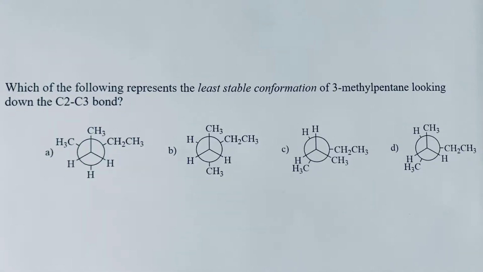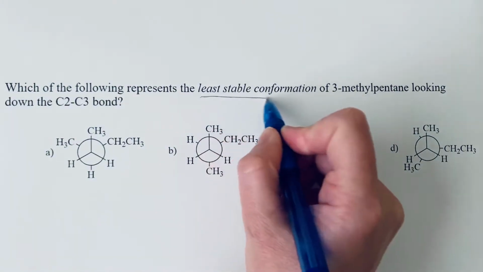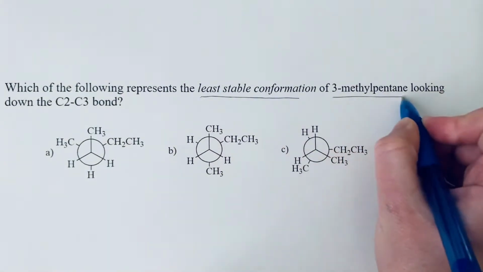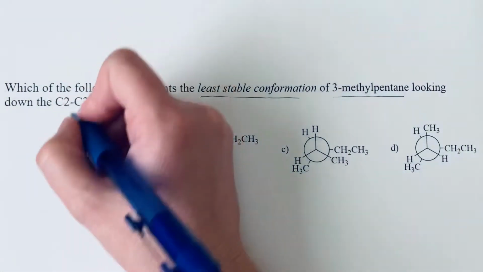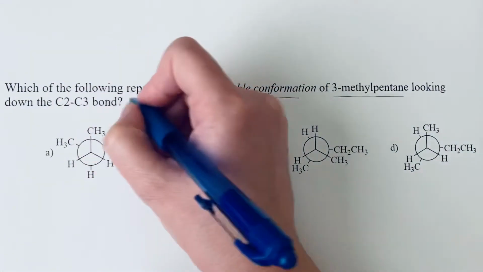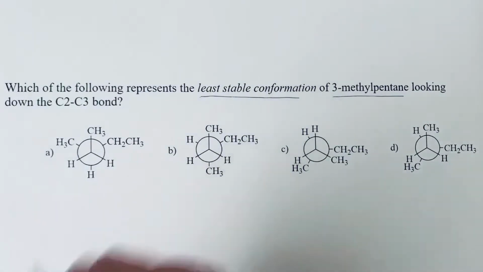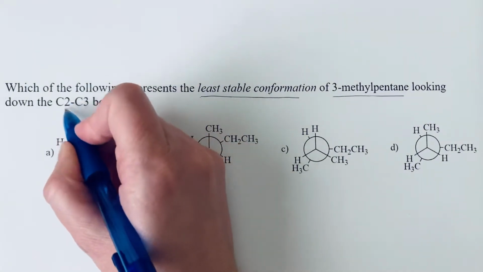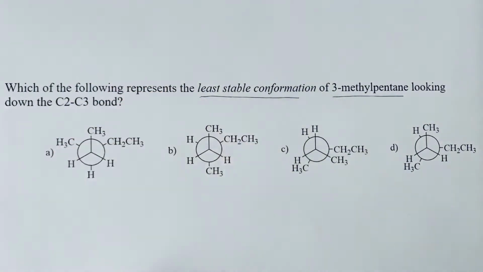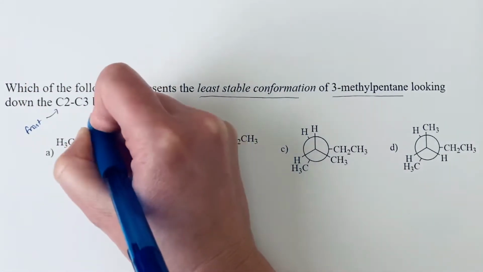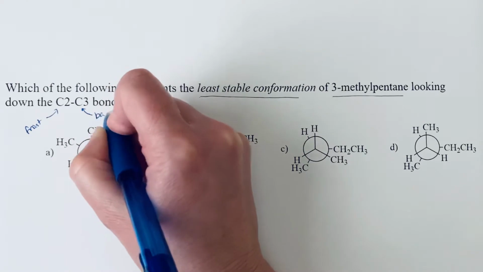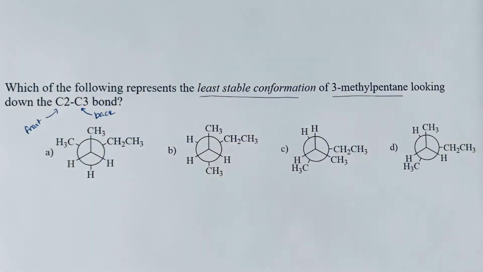Which of the following represents the least stable conformation of 3-methylpentane if we are looking down the C2 to C3 carbon bond? So that tells us that we are looking for a Newman projection if we're looking down a bond, and it tells us that the front carbon is C2 and the back carbon, so this is going to be the front of our Newman projection, and the back carbon of our Newman projection should be C3.